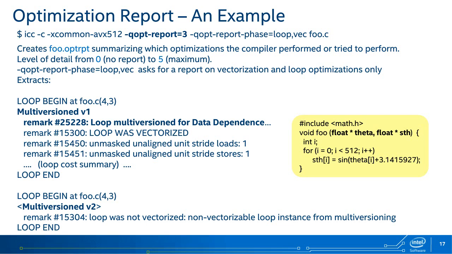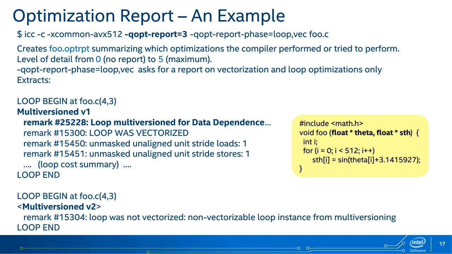So for the file foo.c, the compiler will generate a file foo.optrpt summarizing which optimizations the compiler performed. And here we set the level of detail to 3, the middle, because it starts from 0, which is no report, and the most detailed level is 5, which is the maximum. So here is how the optimization report actually looks.